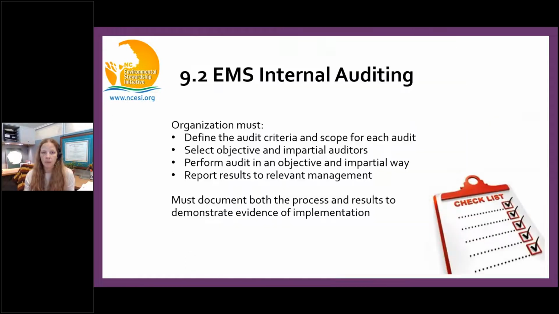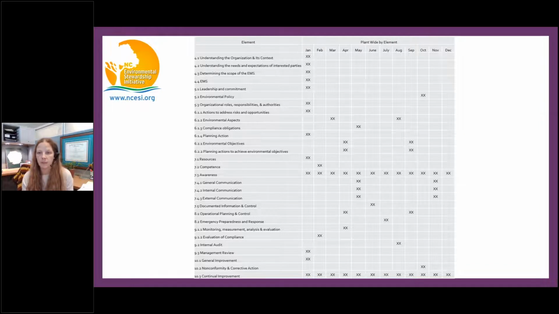So, oops, I went a little too fast there. Sorry about that. Okay, so you might have a matrix similar to this where you are looking at the different areas of the standard and when you will audit them. You could also have a matrix where instead of looking at the elements of the standard, you're looking at your different processes and how often.